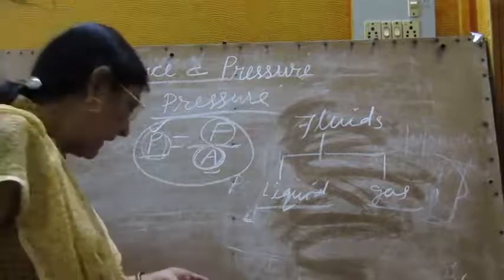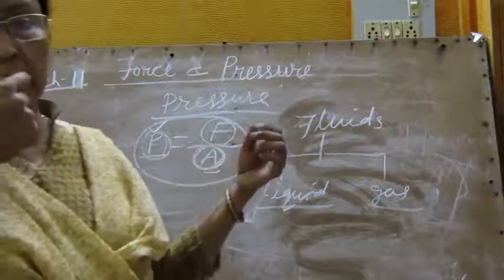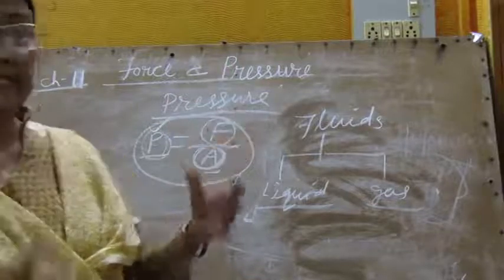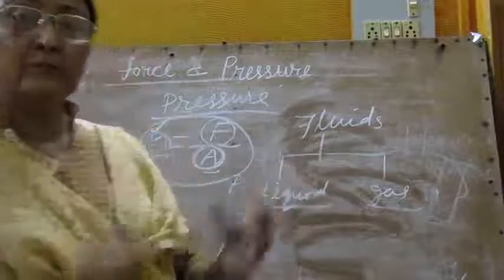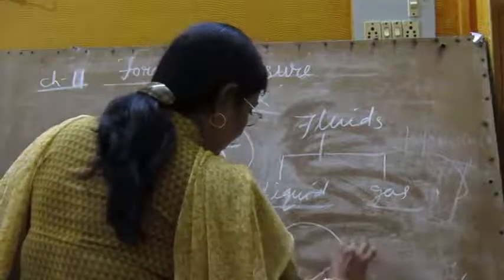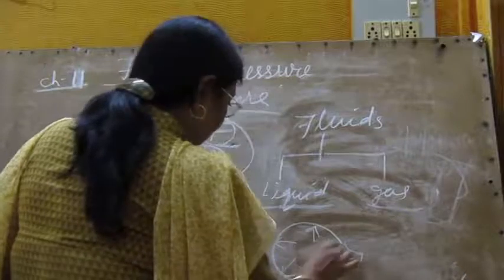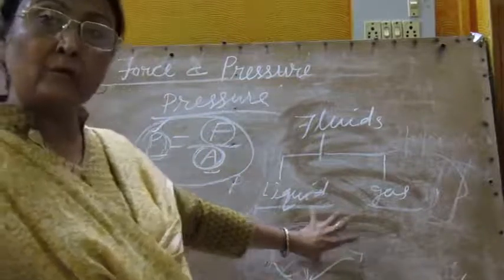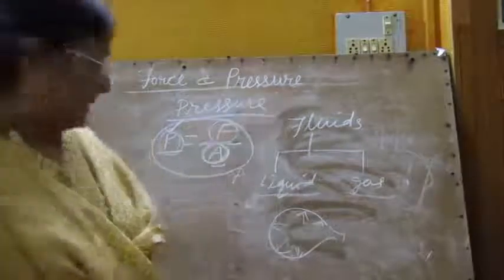Suppose I take a balloon, you easily blow the balloon. We just pour air inside. As we blow the balloon, the air gets inside and gives pressure in all directions, so the balloon bulges. That means fluid can exert pressure on the wall of the balloon. That's why the balloon can be blown.